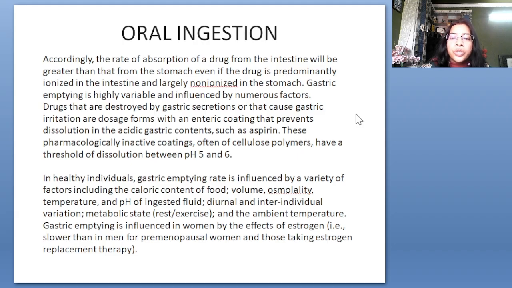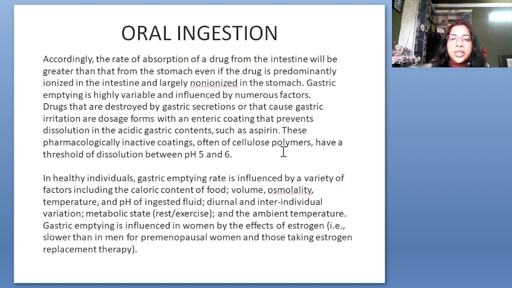Drugs that are destroyed by gastric secretions or that cause gastric irritation are given with an enteric coating. Enteric coating prevents the dissolution of the drug in acidic contents, for example, aspirin. Pharmacologically inactive coatings, often of cellulose polymers, have a threshold of dissolution between pH 5 and 6.